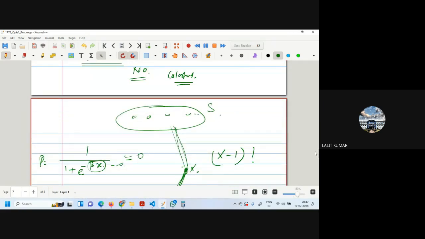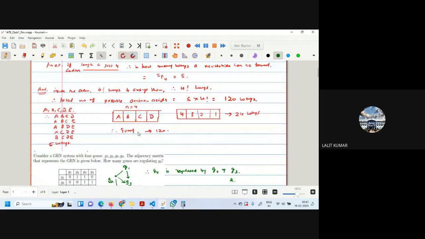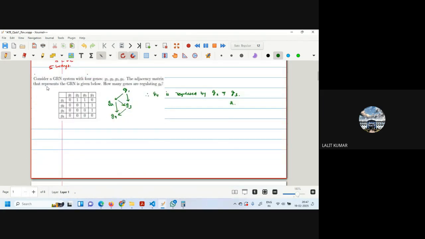Okay, then we go to the next question. Consider a GRN system with 4 genes G1, G2, G3, G4. The adjacency matrix is given below. How many genes are regulating G4? So straight away, you can make a diagram also. This question also can come.